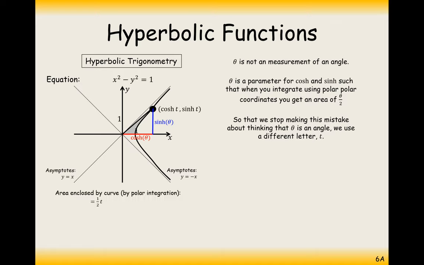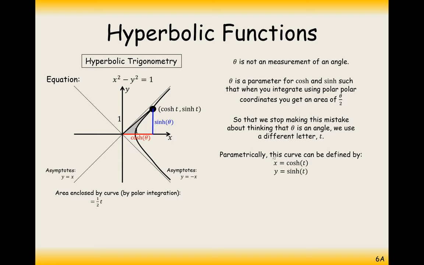We'll stop using theta, and we're going to start using the parameter t. So it's t that we're going to use as our new parameter letter. We're going to stop thinking about it being an angle between 0 to 45 degrees. It's more like a parameter that, as it increases, will take you further up the hyperbolic curve to make sure the area is equal to t over 2.